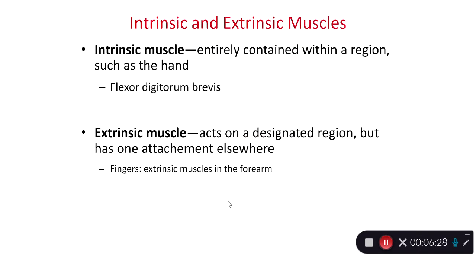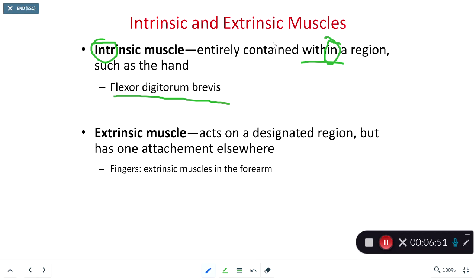Let's talk about how to categorize muscles as intrinsic versus extrinsic. Intrinsic, as the name implies, is going to be entirely contained within. So intrinsic, think in, is going to be within a region. So intrinsic muscles are all going to be in one small part of the body. For example, the flexor digitorum brevis, it's a relatively small muscle that's associated with flexing the digits. And hey, the muscle is short, it's brief in its length.